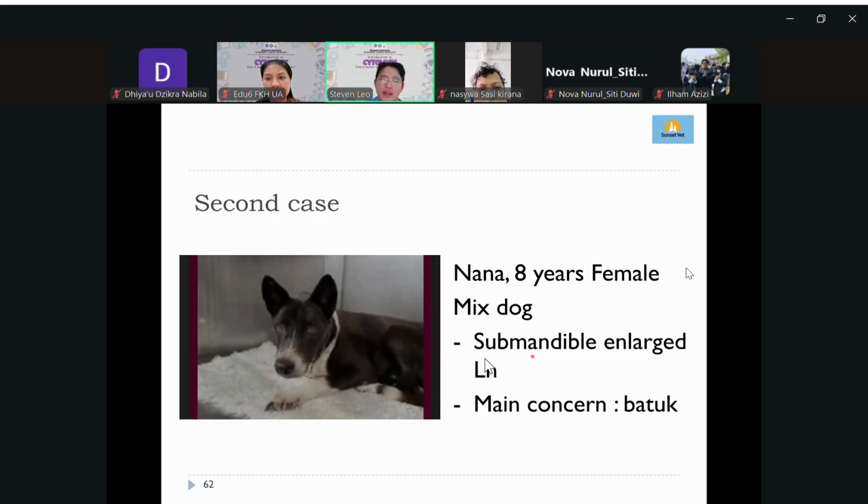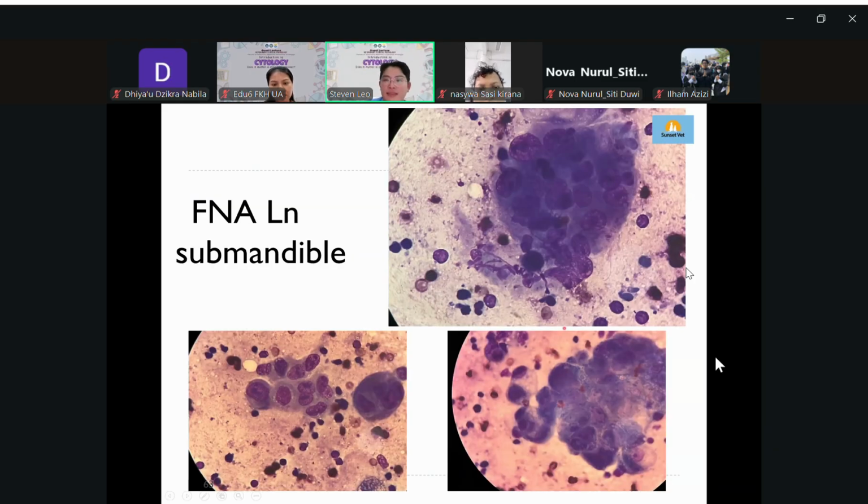The second one, Nana, 8 years, female mixed dog, with the submandibular lymph node under the mandible enlarged. And this is what I got from the FNA of the submandibular lymph node. So what kind of cells do you think? Is it epithelial cancer, is it mesenchymal, or is it round?